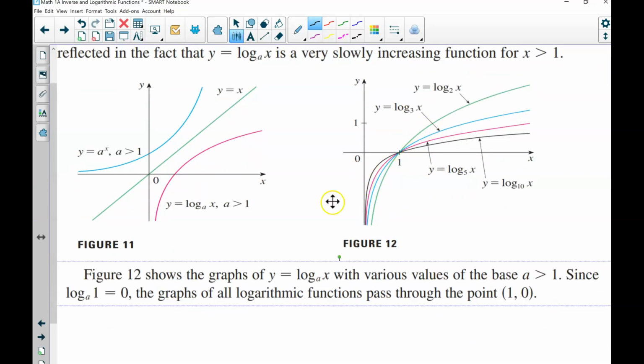Now, if you take a look at figure 12, it shows the graphs of the log base a of x with various values of the base a being greater than 1. Since the log base a of 1 is equal to 0, the graphs of all logarithmic functions pass through the point (1, 0). You can see this one is slow compared to the one with the base of 5. And as the bases decrease, then it rises a lot faster than the previous ones.